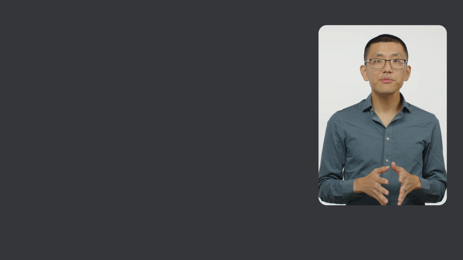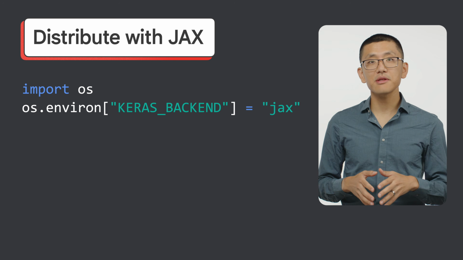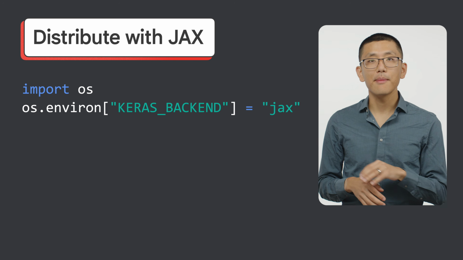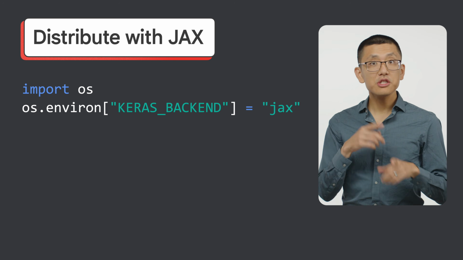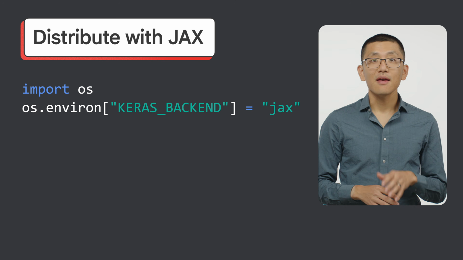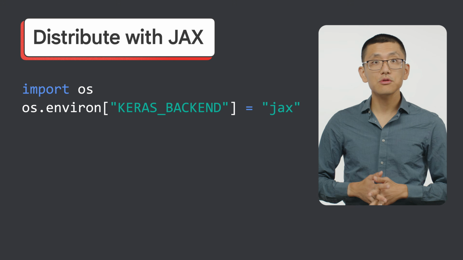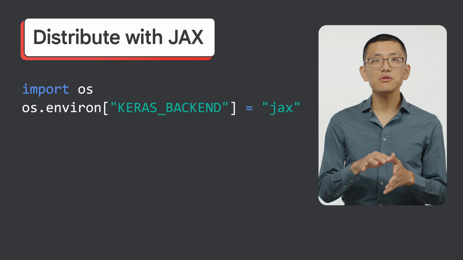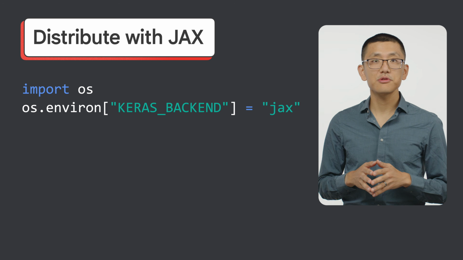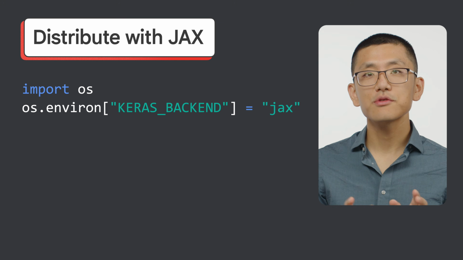Currently, the distribution API only works with JAX, which has the best support for scalability and distributed training among all the backends. So we'll need to ensure that the backend environment variable is correctly configured to be JAX. If you want to use PyTorch or TensorFlow backends, you can still do distributed training. You will just need to use those libraries' built-in distribution protocols. And Keras.io has detailed guides for those approaches too.